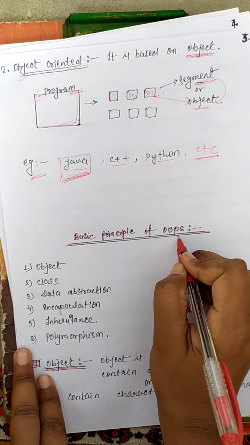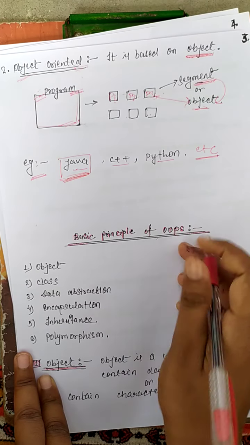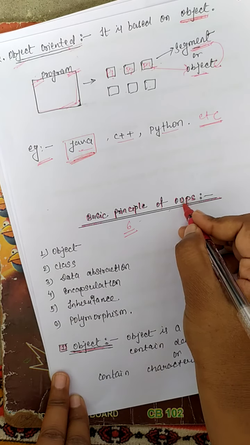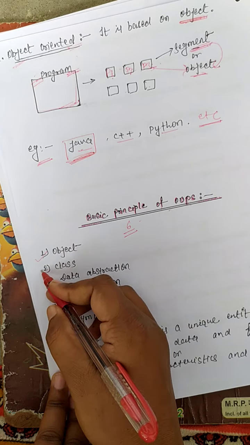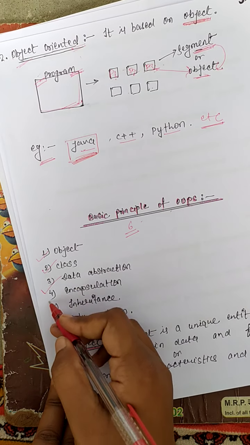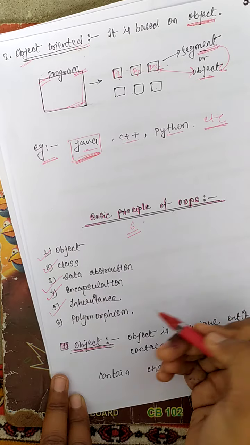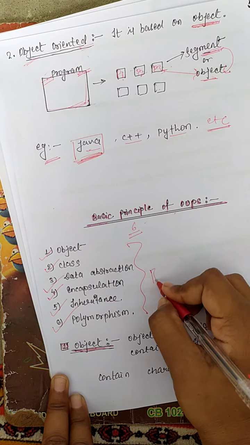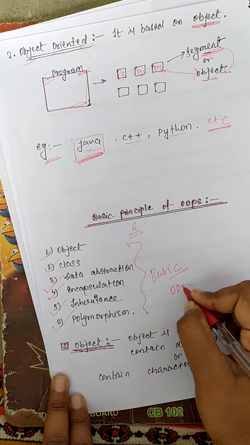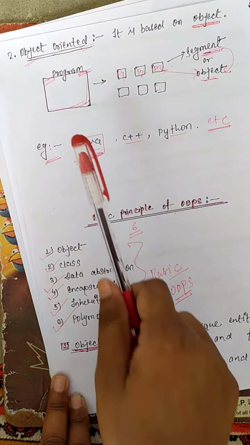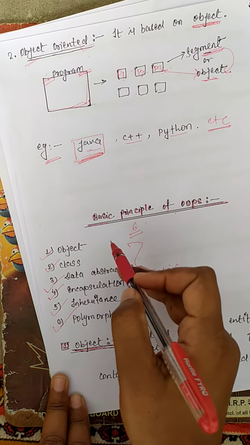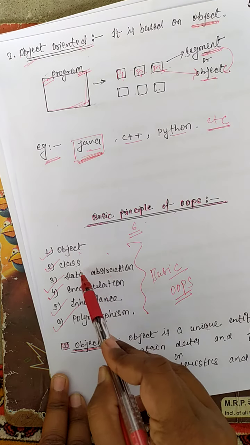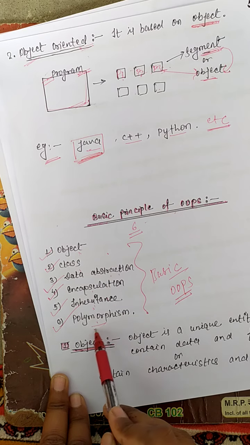Basic principles of OOPS. OOPS means object oriented programming. These are the 6 basic principles of OOPS. First is object, second is class, third is data abstraction, fourth is encapsulation, fifth is inheritance, sixth is polymorphism. This is the most important topic of object oriented programming language.